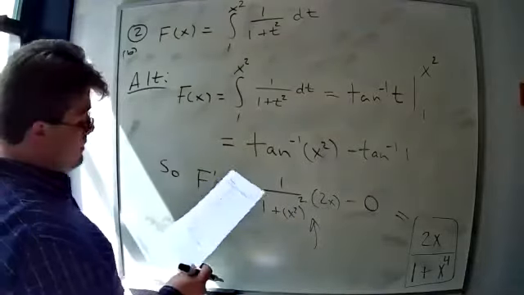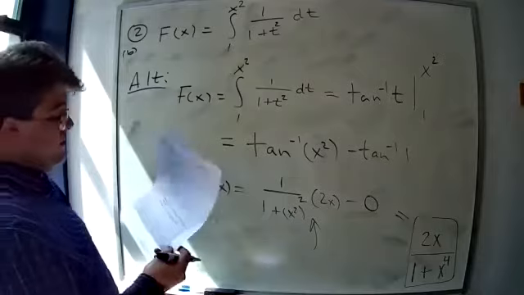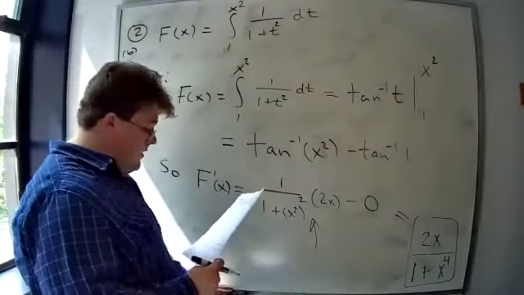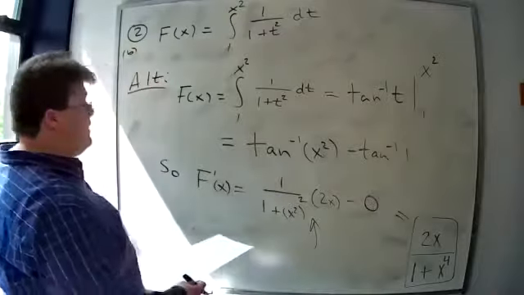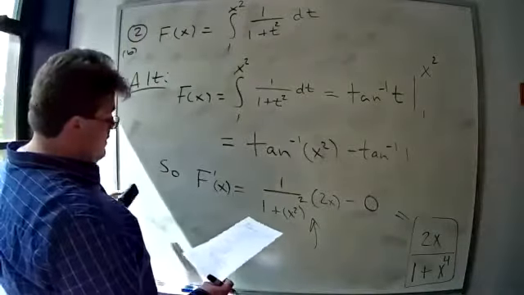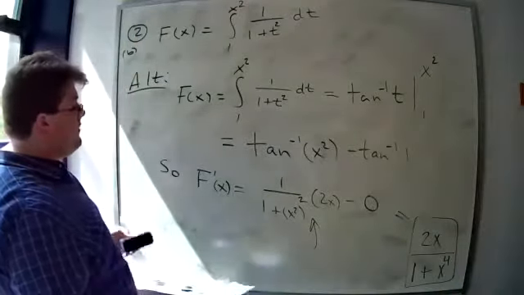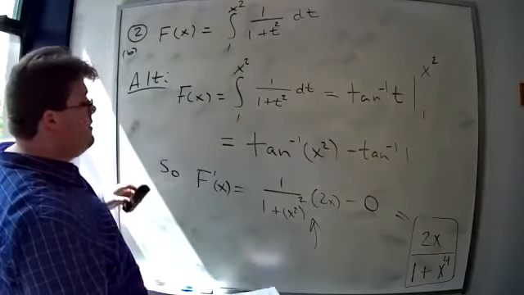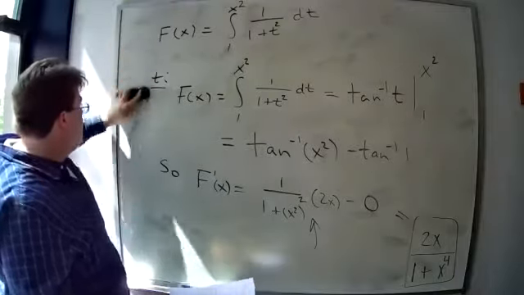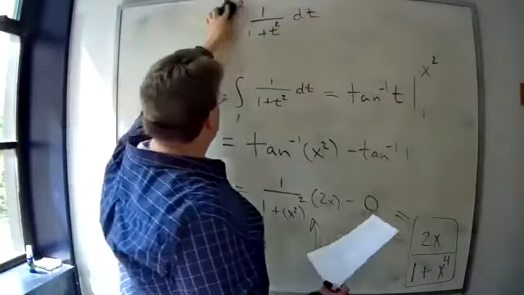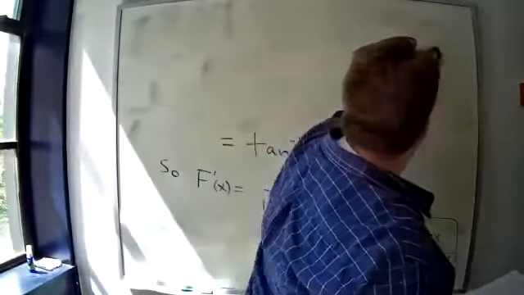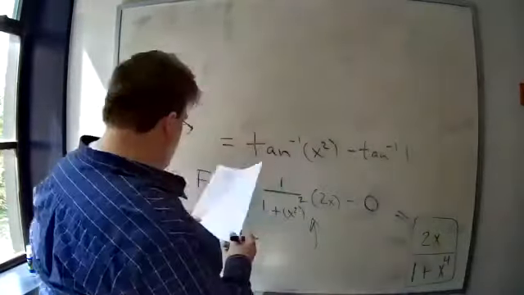Part C, well, that function is much harder, possibly impossible to find an antiderivative of. So for part C, we will use the first part of the fundamental theorem of calculus directly. So what do we get?